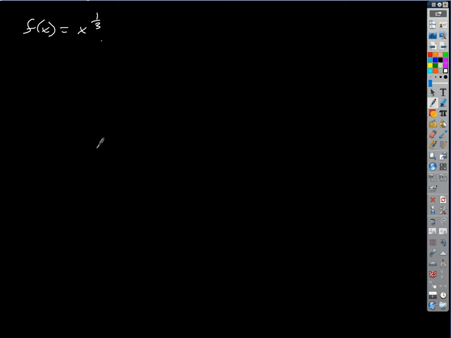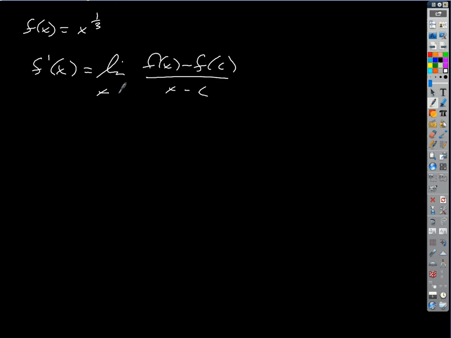Okay, so start general, right? Our derivative, we all know this, is the limit of f of x minus f of c over x minus c as x approaches c. And let's take the point at x equals 0. So we're going to define c as equaling 0. And let's calculate both limits then. So the limit from the left and the limit from the right.